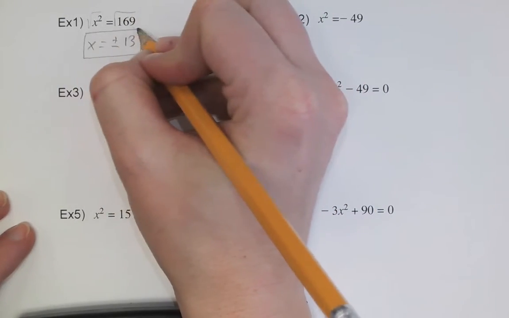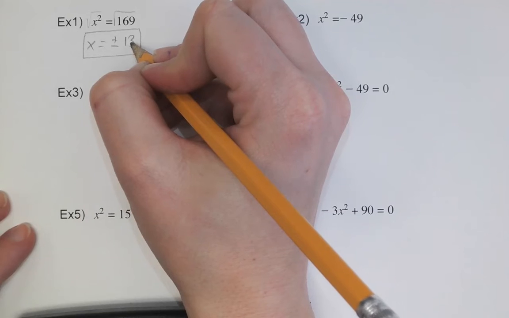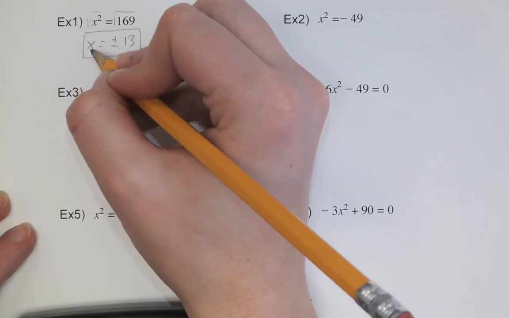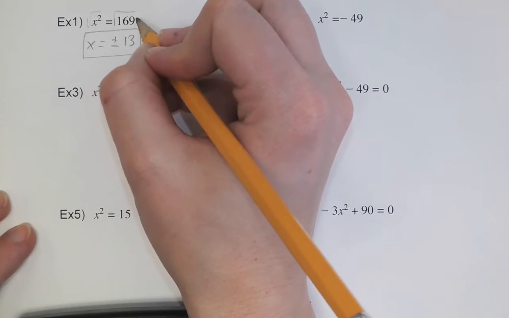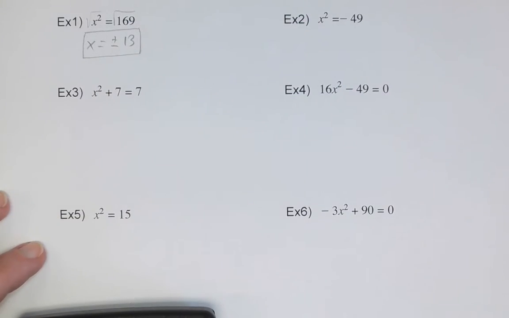And that's because positive 13 times positive 13 is 169. Negative 13 times negative 13 is also 169. That's why you have those two different answers there.